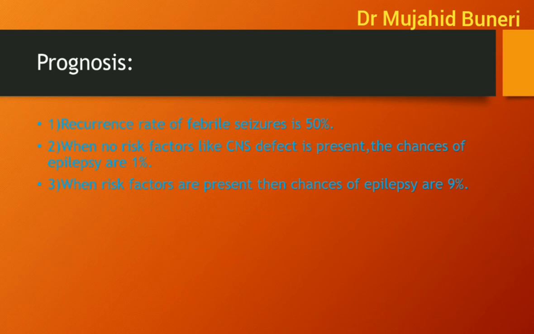What is the prognosis? Number 1, prognosis is good. Number 2, recurrence rate of febrile seizure is 50%. Number 3, when no risk factors like central nervous system defect is present, then chances of epilepsy are 1%. Number 4, when risk factors are present, the chances of epilepsy are 9%.